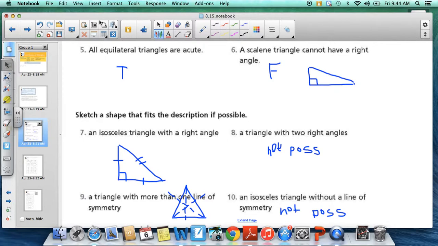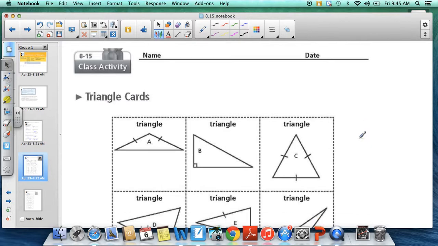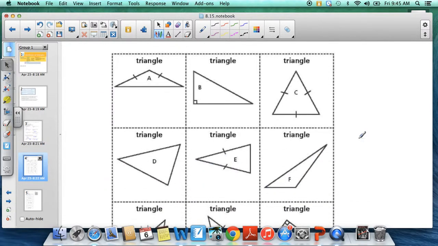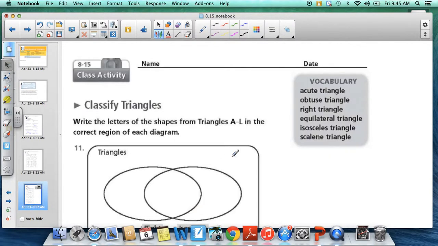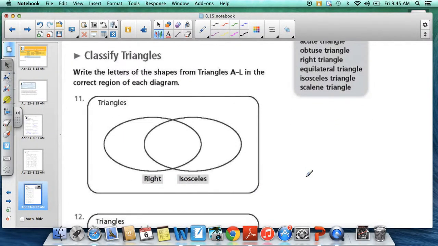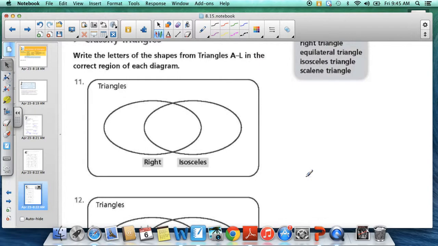Okay, let's just move on. So triangle cards. These are triangle cards. You're going to use them to classify triangles. I won't be able to have this up the whole time, but you will have it in your SAB. So look at it. Okay, classify triangles. In 8.15, classify triangles. Write the letters of the shapes from triangles A through L in the correct region of each diagram.